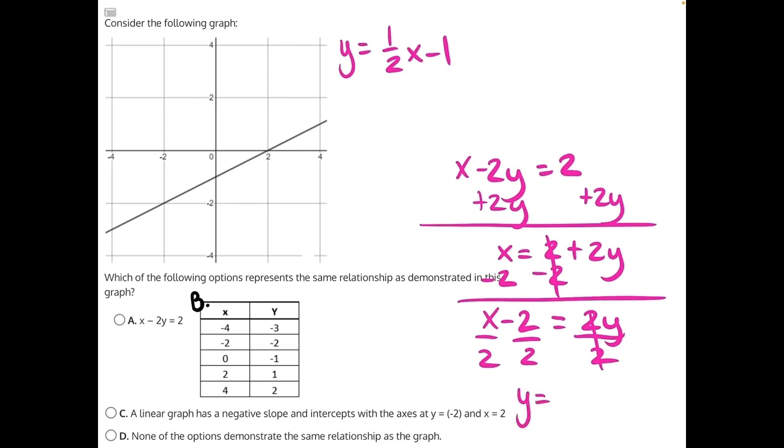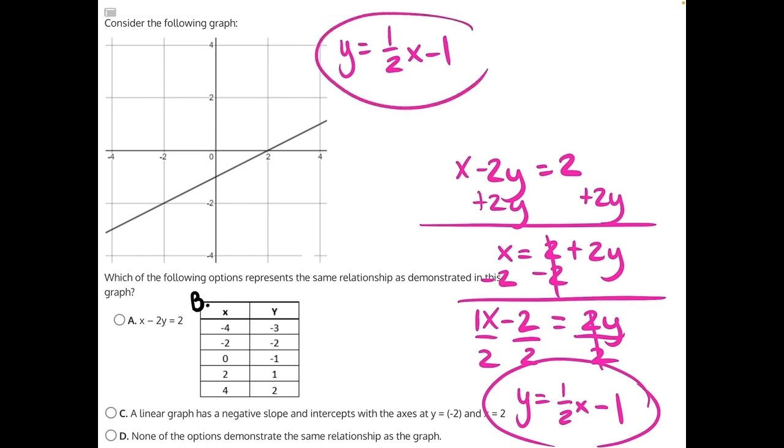y is equal to x divided by 2, which is the same thing as 1/2 x, minus 2 divided by 2, which is 1. This equation does match the equation that we created for our graph, and therefore A is the correct answer. At that point, you can mark A and move on with the rest of the test, but for the sake of the video, I'll go through and show you why B, C, and D are incorrect.